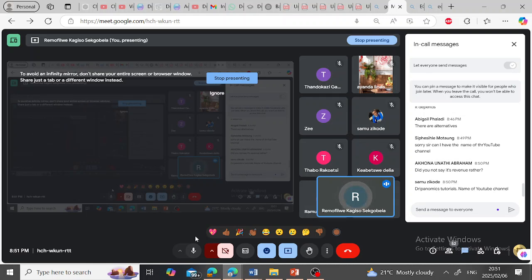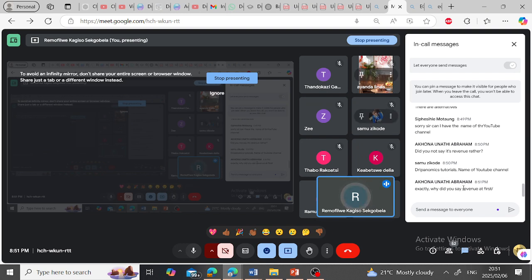Whenever we say accounts, that's where we deal with the T accounts and the accounting equation. Are you getting me, Akona? It's not the same thing. Whenever we have 5 elements, exactly. Why did you say revenue at first? Revenue is the account, guys.